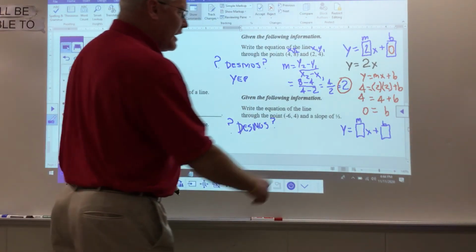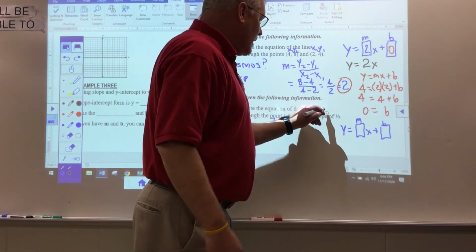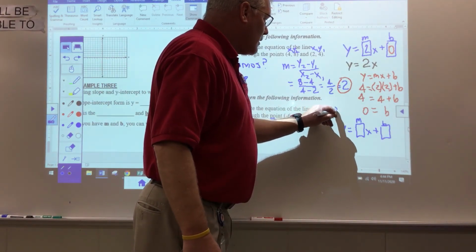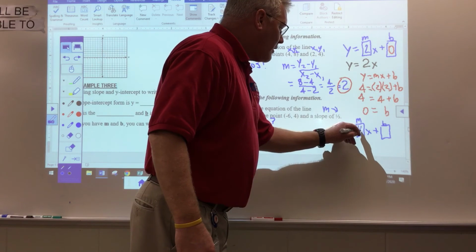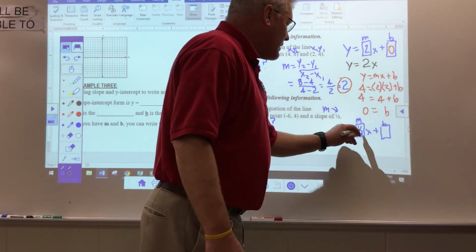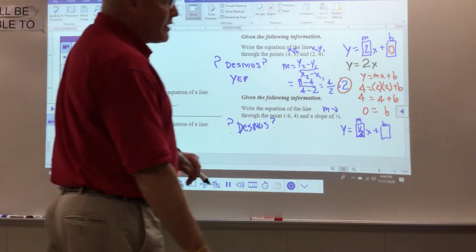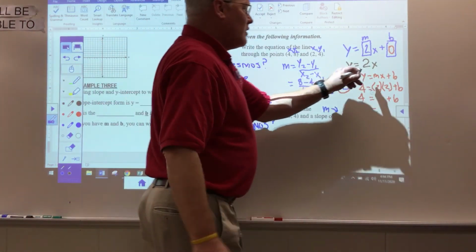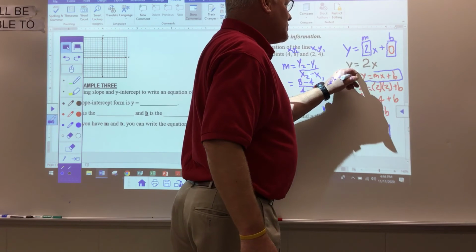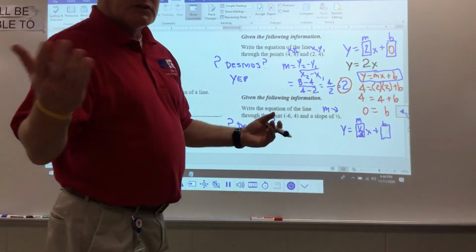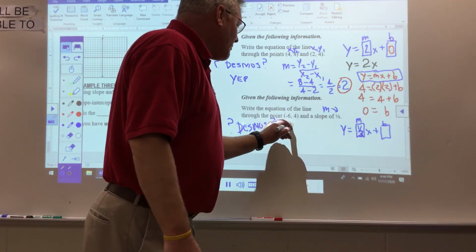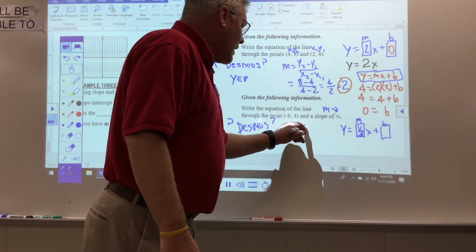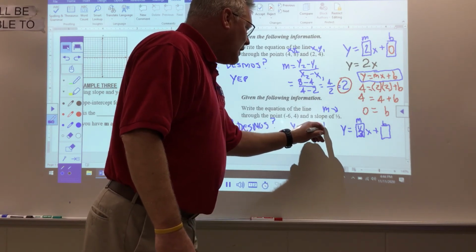Those are 2 things I need. I already have my slope. It's right here. So I'm going to write in 1/3 there. Oops, that's not very neat. Hopefully that looks a little better. Only thing I need is my b. Now up here, the formula that I used to find b was y equals mx plus b, that slope-intercept form. So let me write that down. y equals mx plus b.